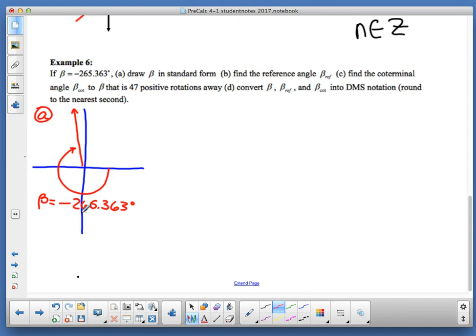In B, find the reference angle, beta reference. Beta reference is the positive angle made, let me get a different color, the positive angle made between the closest x-axis and the terminal ray. Does that make sense? So find your beta reference. And we're going to talk about beta reference next. Okay, so find your beta reference.